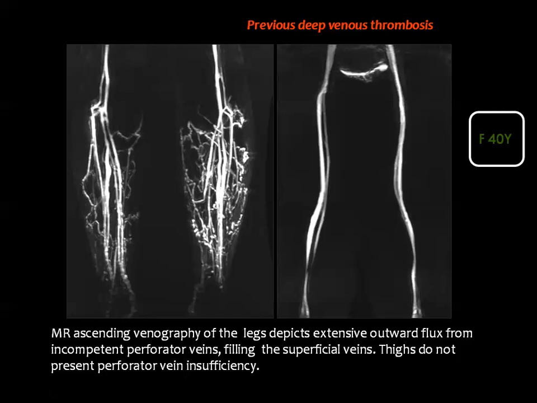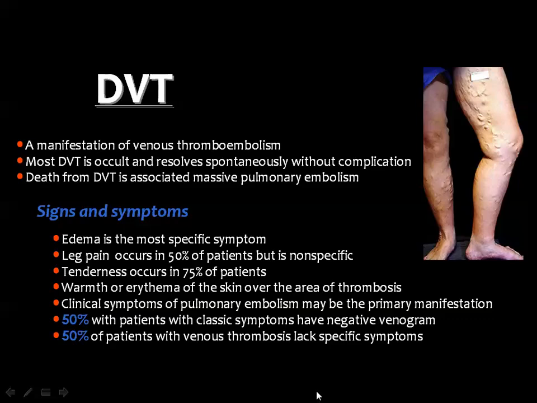The same way we interpreted the images of conventional venogram, we interpret the images of MR venography. Here you can see patent normal veins, and here you see multiple dilated varicosities due to the presence of venous insufficiency.